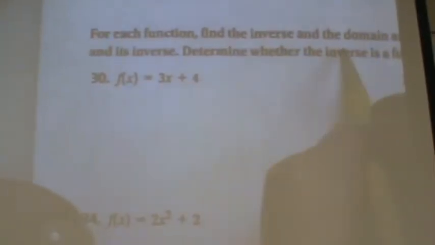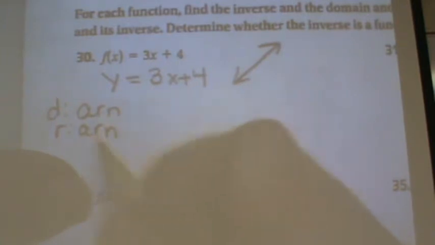Number 30. For each function, we're going to find the inverse and the domain and the range of the function and its inverse and determine whether the inverse is a function. So for this one, you've got y is equal to 3x plus 4. This is a line. And the domain for this is all real numbers. And the range is going to be all real numbers. There's no number that you can't put in here for x or for y. It's the set of all real numbers. It's going from negative infinity to positive infinity and up and down, negative infinity to positive infinity.